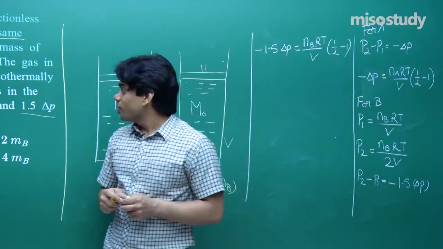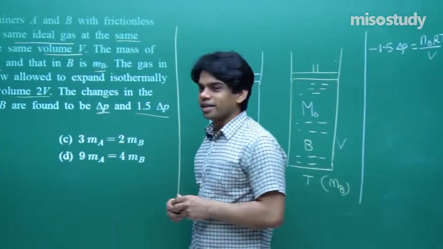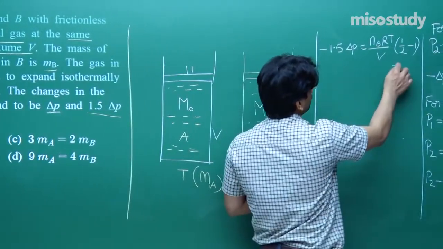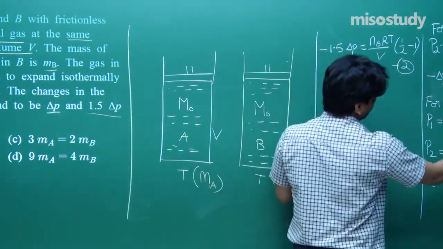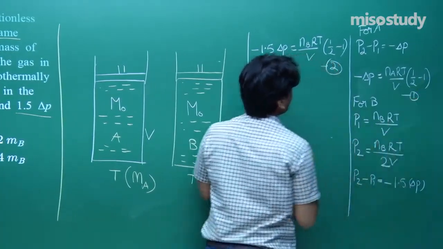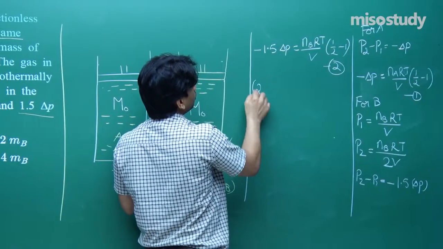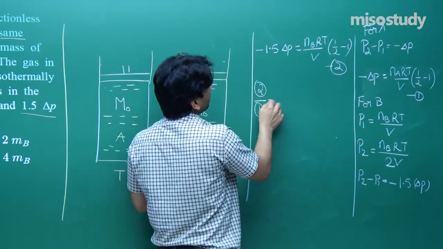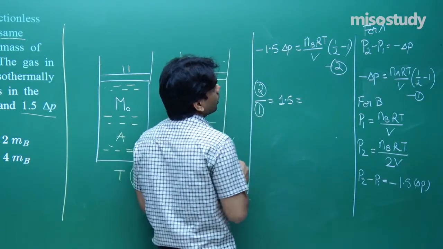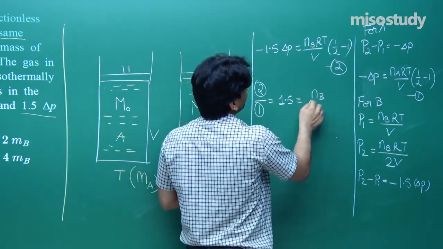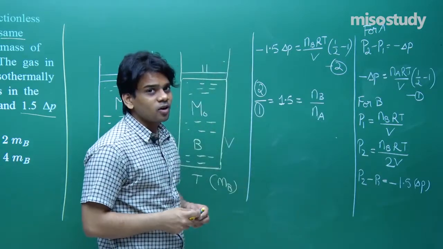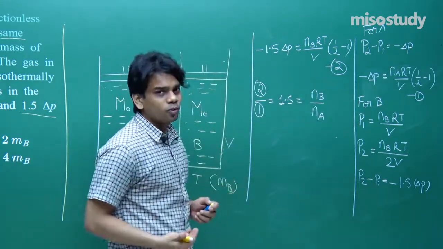Next thing what we need to find, we need to find out how MA and MB are related. So let us say this is equation number 2 and this is equation number 1 we have arrived at. So what I am going to do, I am going to divide equation number 2 by 1, will be having 1.5 is equal to nB by nA. This is what we can comment on, number of moles in B divided by number of moles in A.